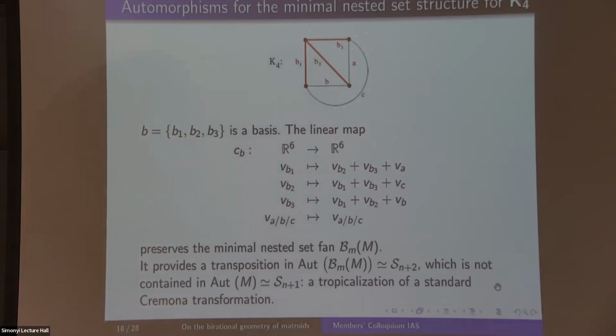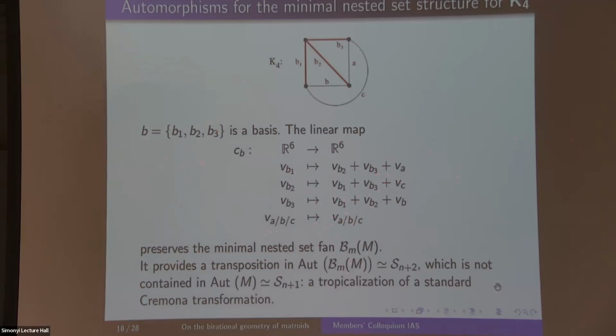Okay, this is just a linear map. We can push it over to the quotient, and the result is that this does not preserve the fine structure because it's not a matroid automorphism. This thing is not going to a matroid ray, but it preserves the minimal nested set fan.